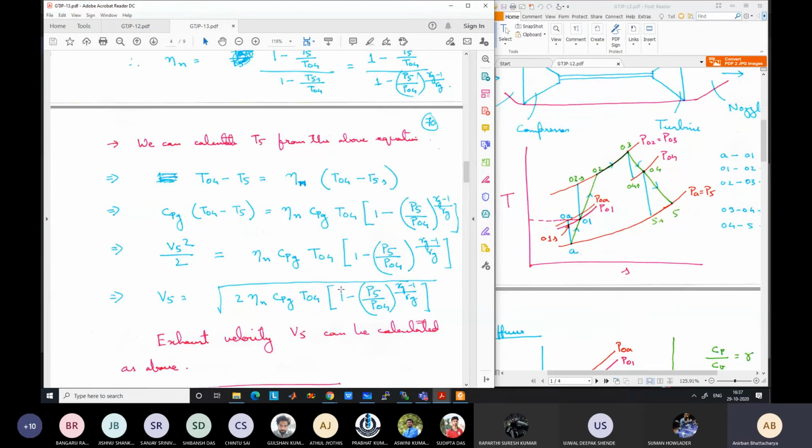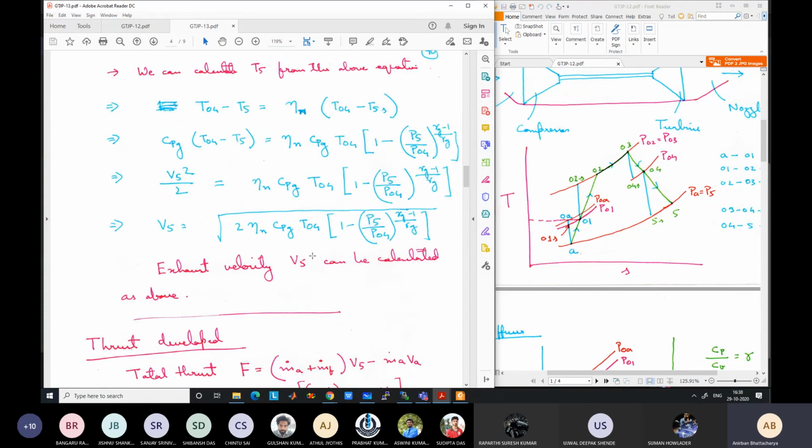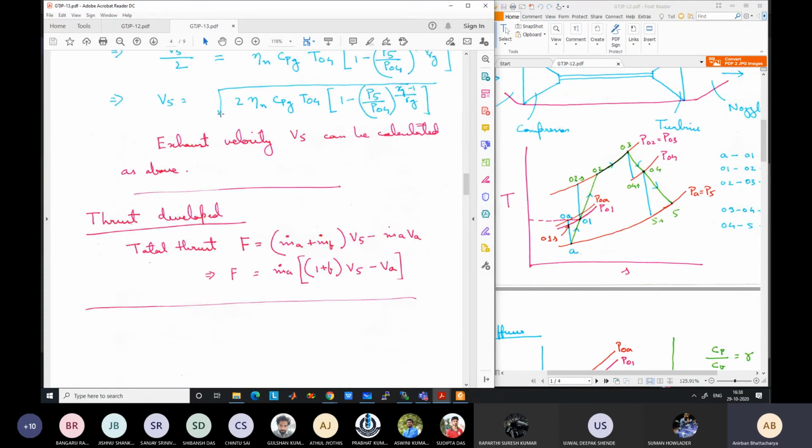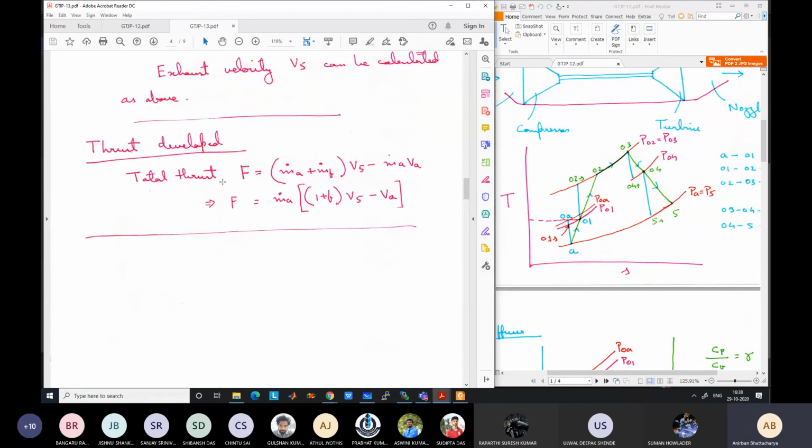Okay, this formula you need not remember, because we can directly calculate step by step like I have suggested. But if you want to derive an expression, this is the expression for velocity, because this gives us an insight into how the velocity changes if eta n is reduced. Obviously the velocity will reduce as a square root of eta n. Similarly, if T04 is reduced, how will V5 reduce? If the pressure ratio is reduced, what will happen? All these things we can obtain from here. What is the effect on the exhaust velocity? So we will conclude with this part.